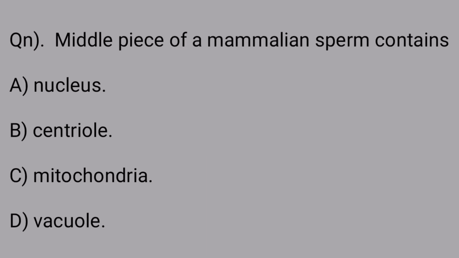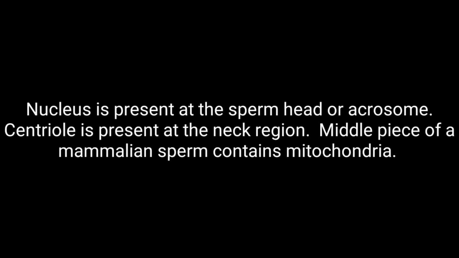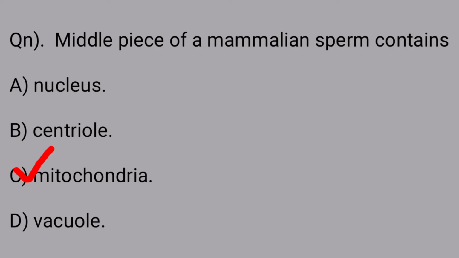Okay, next one. Middle piece of a mammalian sperm contains option A nucleus, option B centriole, option C mitochondria, option D vacuole. Nucleus is present at the sperm head or acrosome. Centriole is present at the neck region. Middle piece of mammalian sperm contains mitochondria. Hence, option C is the right answer.